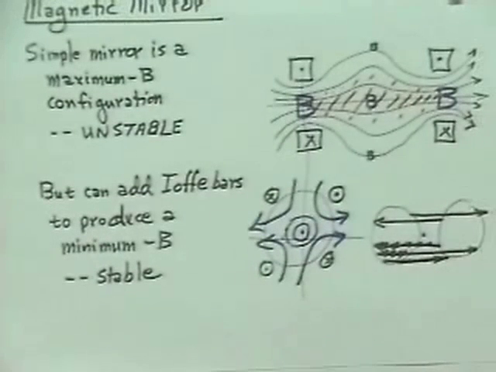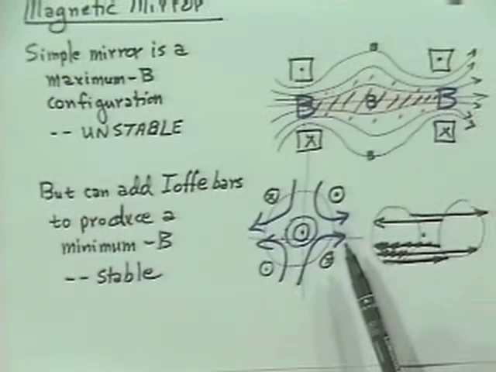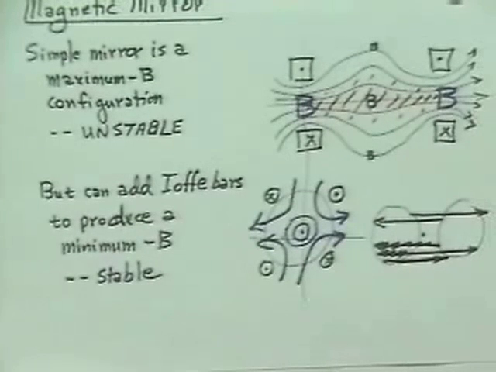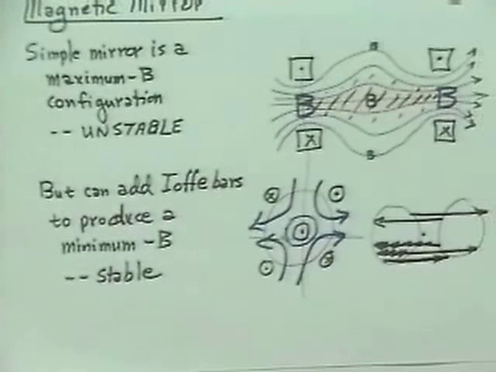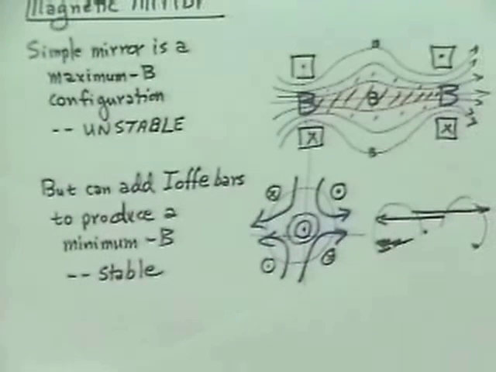So the idea is the combination of the regular mirror field plus these so-called Yin-Yang bar fields will give us a minimum B situation. Now, this is kind of hard to keep track of, and so what's a different way of doing all this, that is to say, rather than minimum B or maximum B, is to remember that, in fact, the curvature of the magnetic field also indicated minimum or maximum B. So let me try to describe.